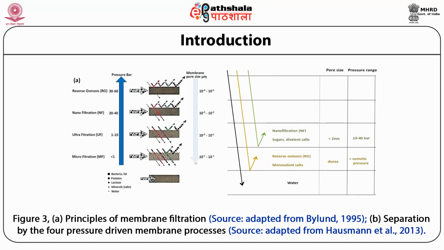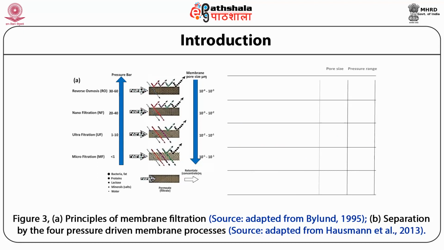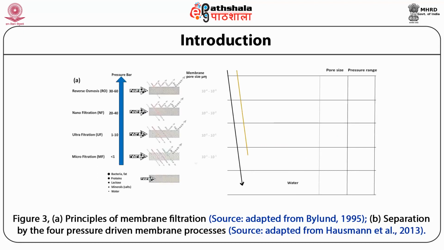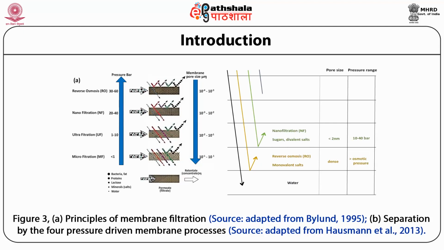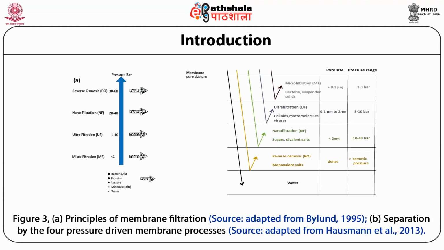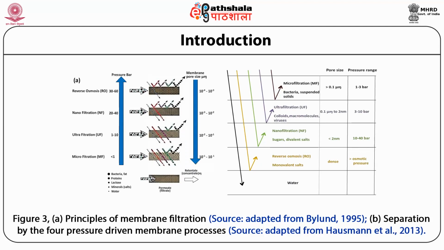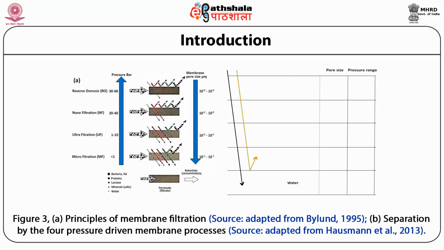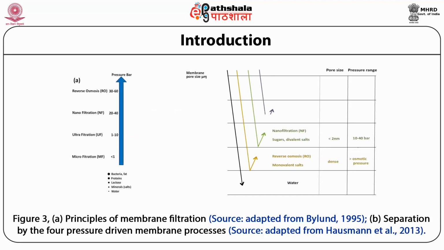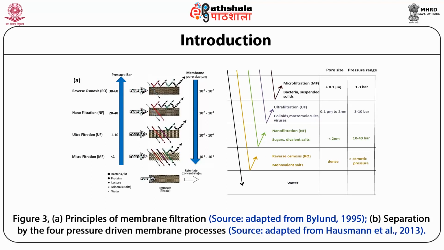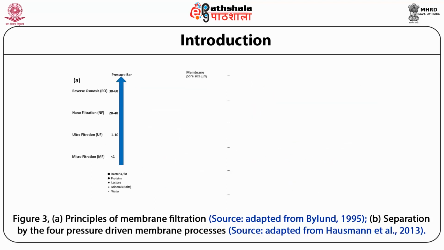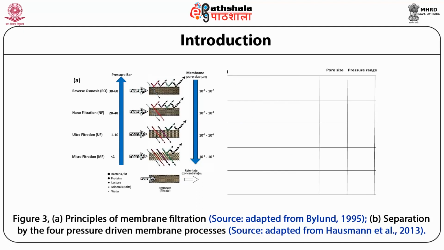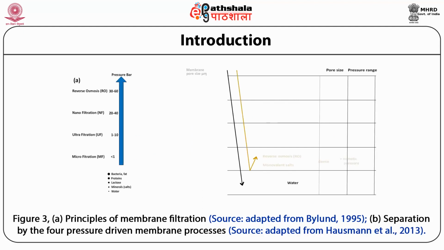So here we can see that in the case of microfiltration, only bacteria, fat and some of the proteins will be retained, otherwise everything will pass. Coming to ultrafiltration, all the proteins and fat will be retained, otherwise all other things, which are minerals, water and lactose, will pass. Coming to nanofiltration, we can see all the bacteria, fat as well as proteins and lactose will be retained, while some of the salts and water will pass. Coming to reverse osmosis, only water will pass, otherwise everything will be retained.